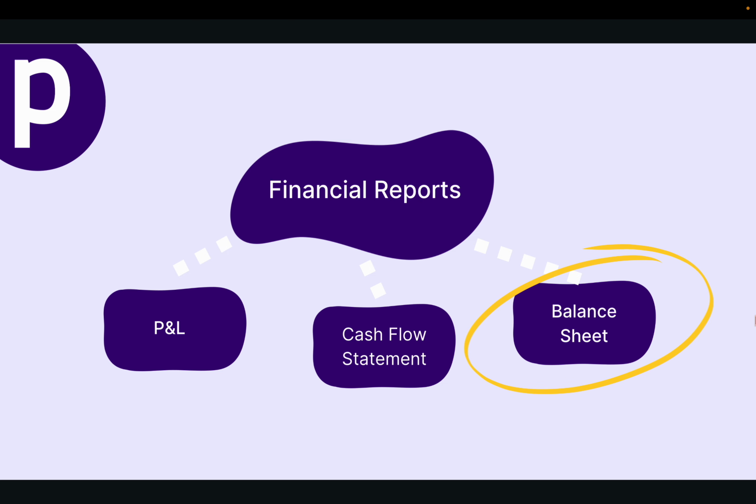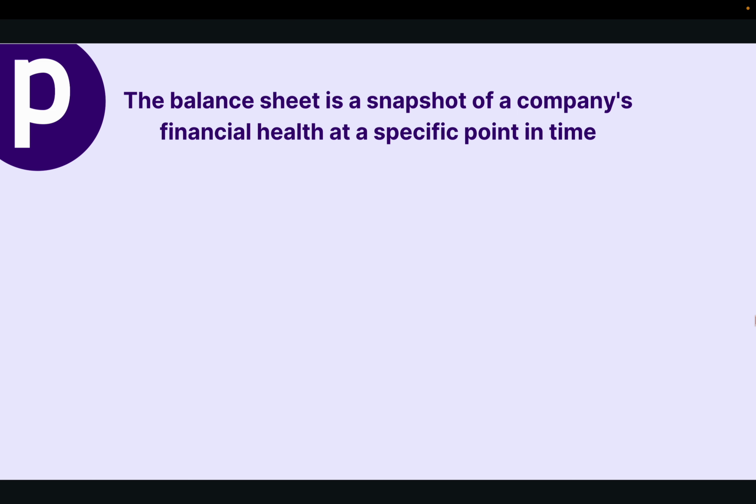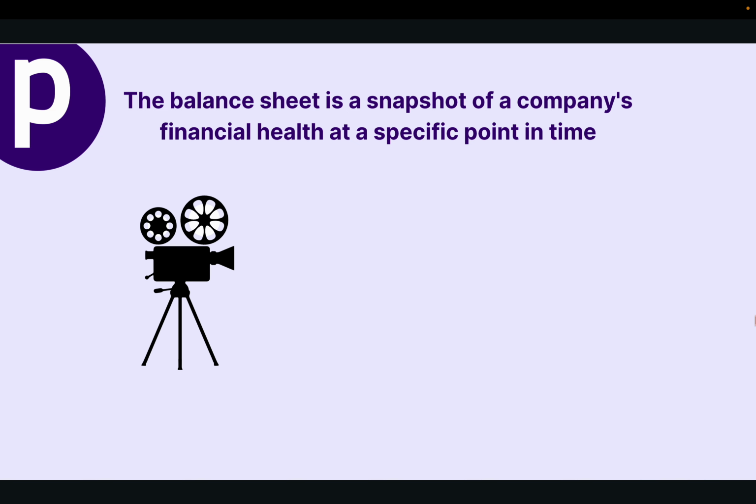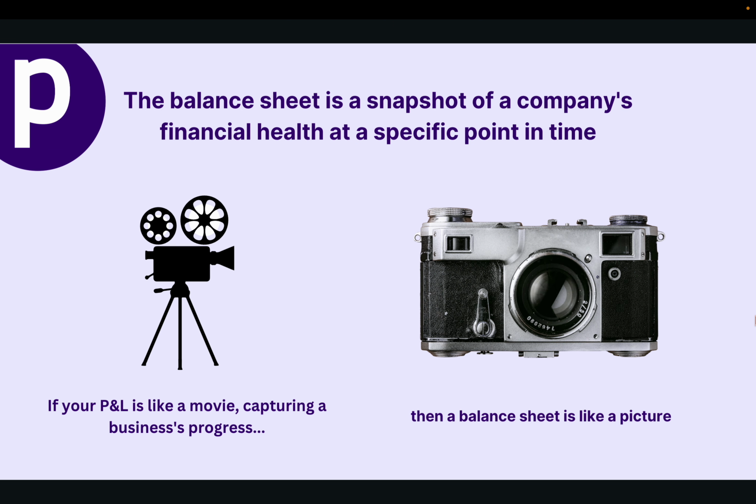The balance sheet is a snapshot of a company's financial health at a specific point in time. So if your P&L is kind of like a video capturing a business's progress month over month, then the balance sheet is like a picture. It tells you exactly where your business stands at a given moment.